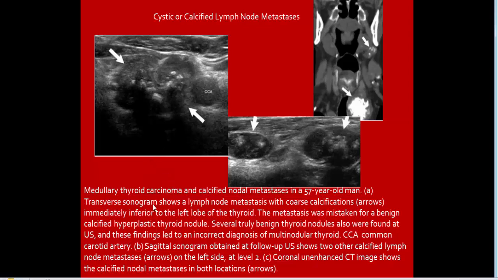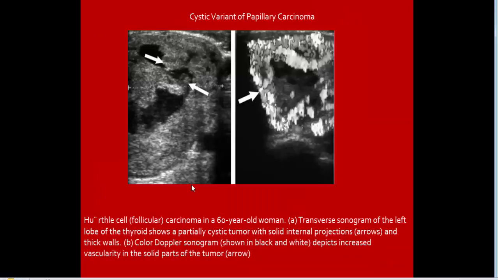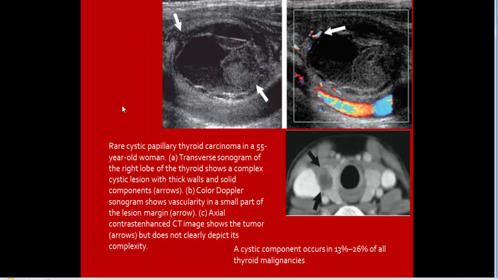This is calcified nodal metastasis in both locations. Cystic calcified lymph node metastasis. Cystic variant of papillary carcinoma, Hürthle cell follicular carcinoma. We see in the left lobe of the thyroid a partially cystic tumor with solid internal projection and a thick wall. Doppler sonogram shows increased vascularity in the solid part of the tumor. Rare cystic papillary thyroid carcinoma.